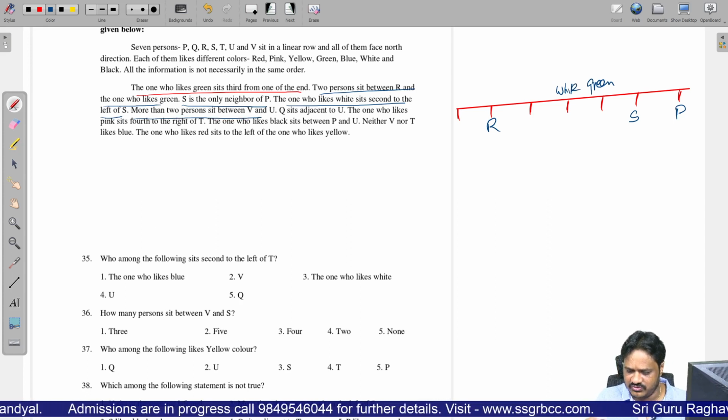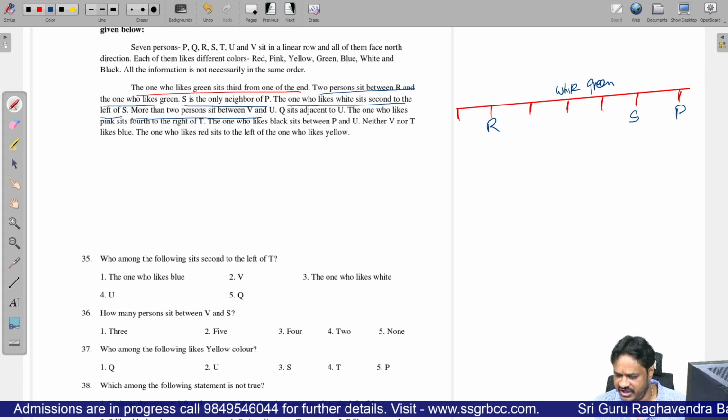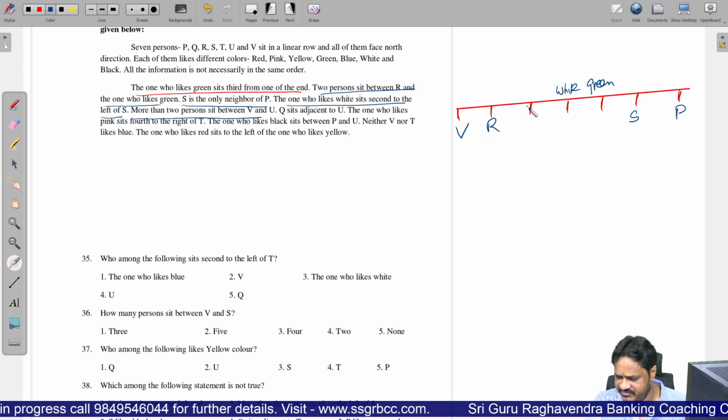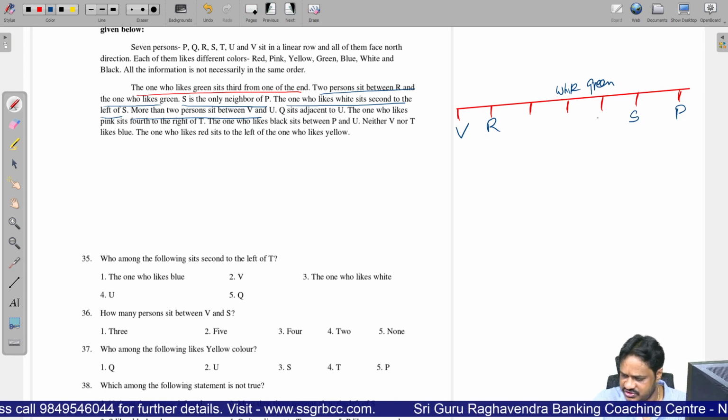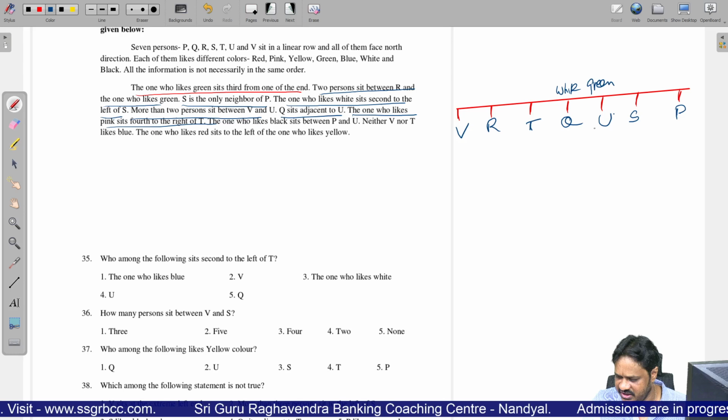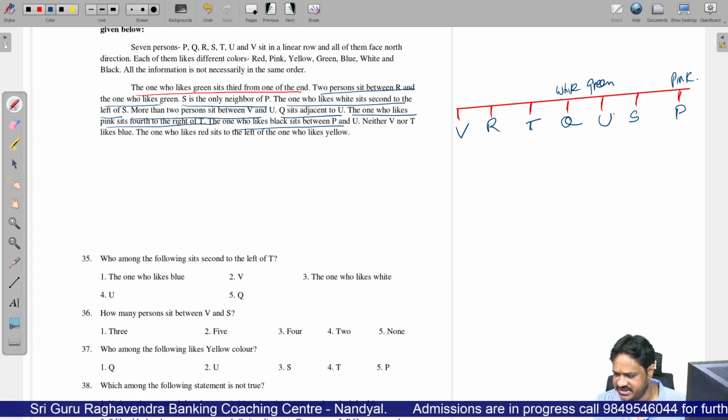More than 2 persons are there between V and U. More than 2 persons means you can take a 3 gap between V and U. So this is U. Q is adjacent to U, so this is Q. The one who likes pink sits fourth to the right of T. T right fourth, the person likes pink color. Then the one who likes black is sitting in between P and U. Between P and U there is S. So S likes black color.